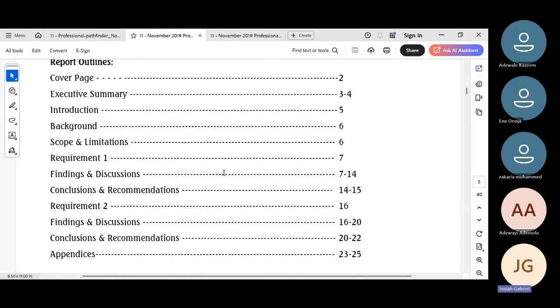So this is the 3rd thing after your cover page and the 4th thing after your cover page and your executive summary, the examiner sees. So he sees, okay, these are the page outline and this is how he can follow your report. It just gives structure and clarity to what you're doing.